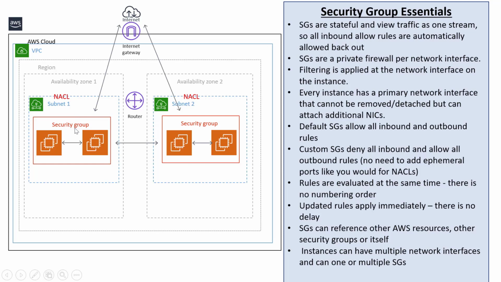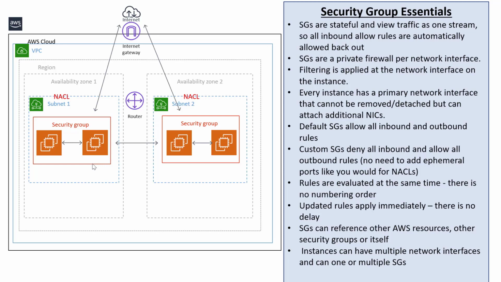Also to note, security groups are associated with a single VPC. So if you have a security group in one VPC, you cannot assign that security group to another VPC unless those two VPCs are peering and in the same region.